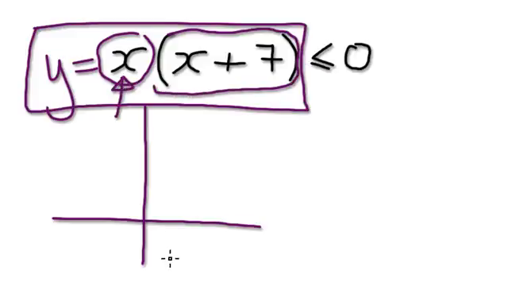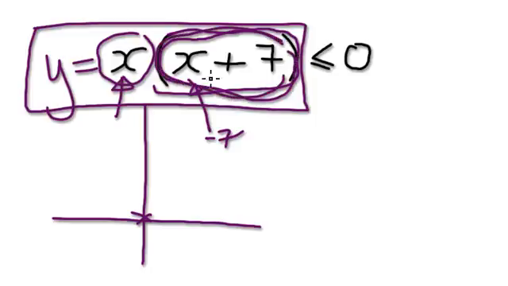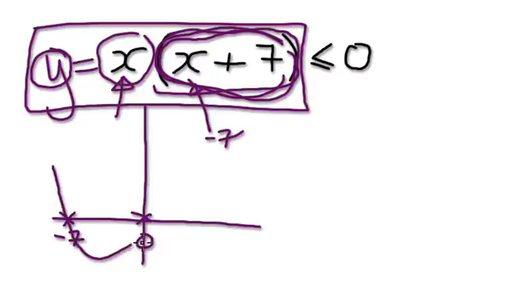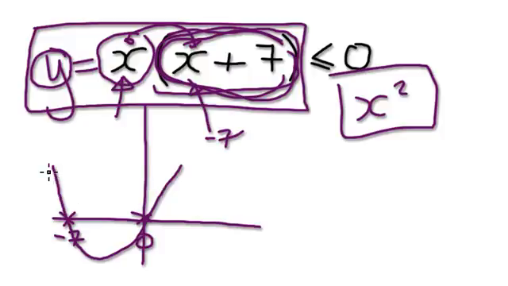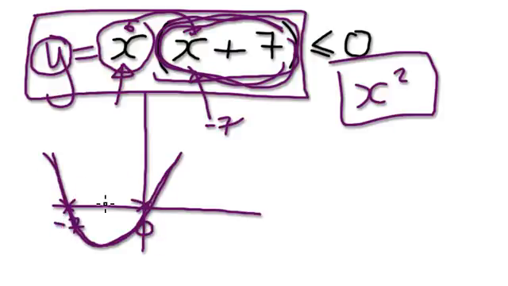So one root will be 0, and the other root will be negative 7, because if you put negative 7 into here, then this whole bubble here will be 0. If this whole bubble is 0, then y must be 0. So the other root will be negative 7. So you've got your quadratic looking like this. If you multiply this out, it will give you x squared, meaning a positive x squared. So we know it looks like a normal U shape as opposed to a negative x squared. So it looks like this.